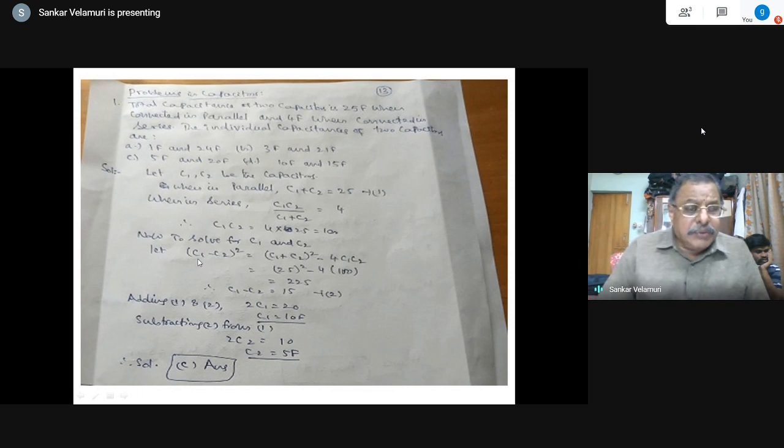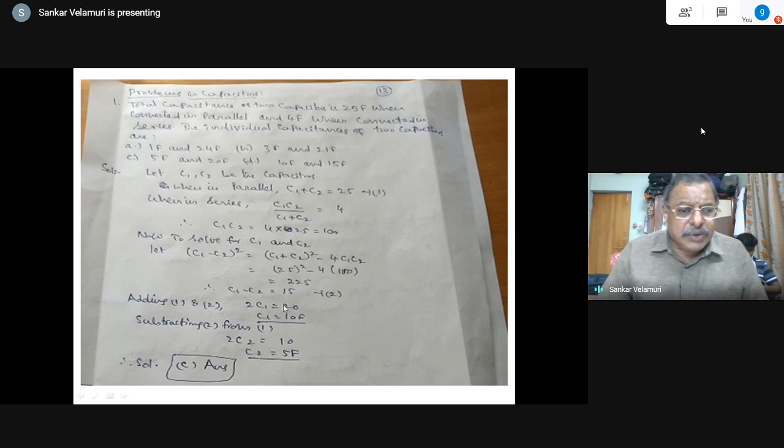Now, to solve, we have to get two equations. One equation is C1 plus C2 is 25, and we need another equation so that we can get C1 and C2. We know from algebra that (A minus B) whole square is equal to (A plus B) whole square minus 4AB. A and B are C1 and C2 here. So (C1 minus C2) whole square is (C1 plus C2) whole square minus 4 into C1 C2. C1 plus C2 is 25, so 25 square minus 4 into 100 is 225. So C1 minus C2 is the square root of 225, which is 15. So C1 plus C2 is 25, C1 minus C2 is 15.